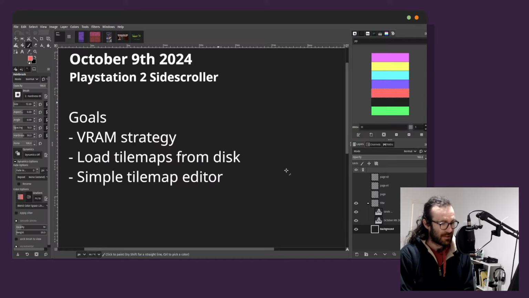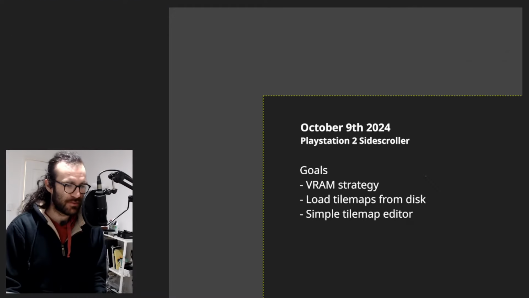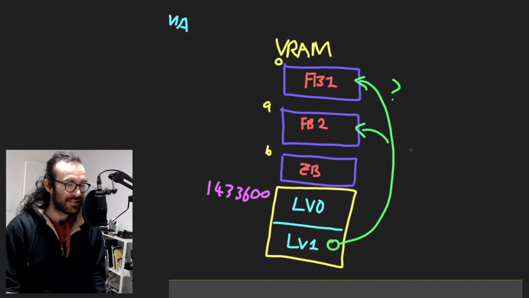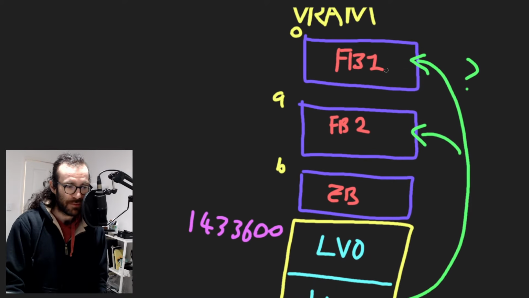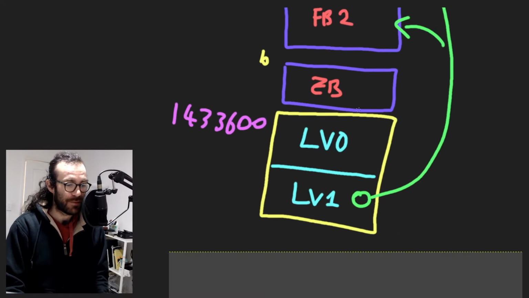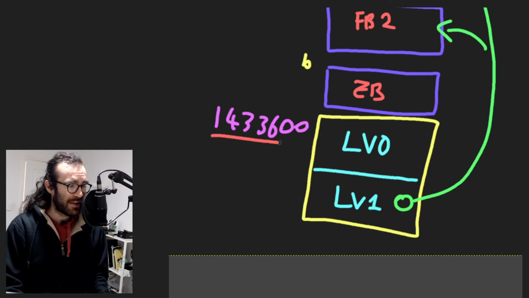Now, again, last time I drew some pictures about what our VRAM allocation looked like. This is essentially our VRAM strategy, right? We have a frame buffer in memory. We have a second frame buffer in memory. We have a Z buffer. This is VRAM, video memory. And then we have a chunk of VRAM designated for the actual game, which is split in half. The first level uses one part, the second level uses the other part. And this may not start at this address anymore.